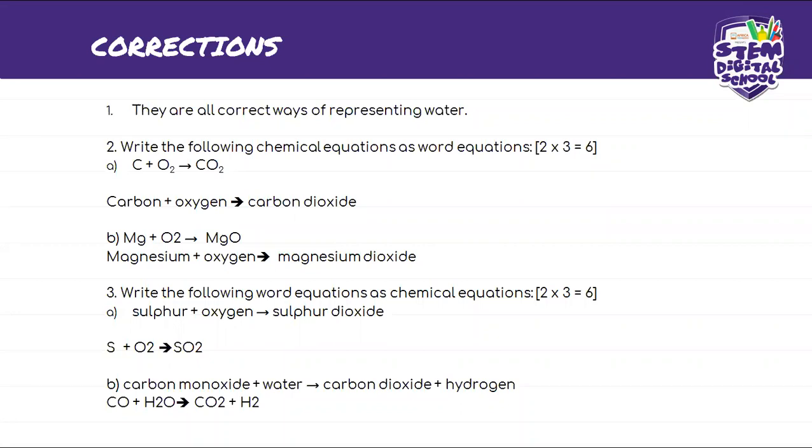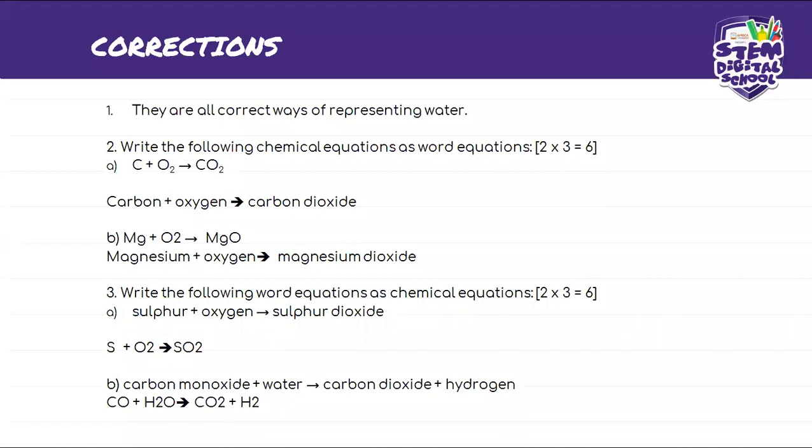Magnesium dioxide. Now, similarly, question 3 says they gave us a word equation and they want us to write the chemical equation, or in other words, to write it using the formula. So sulfur is S, oxygen is O2, and then sulfur dioxide is SO2. So most of you got it right.